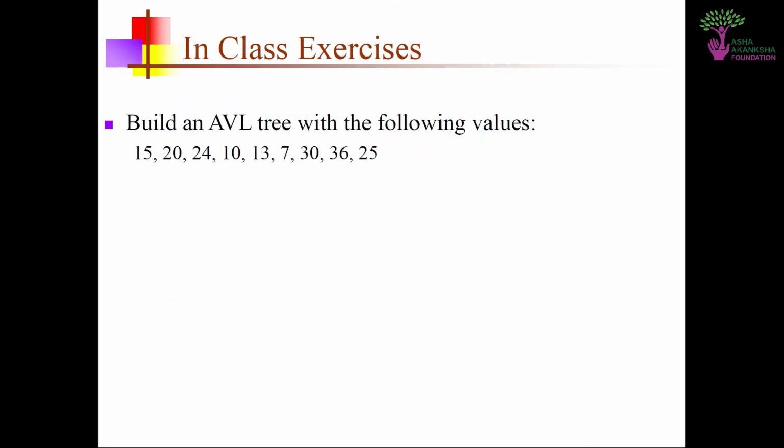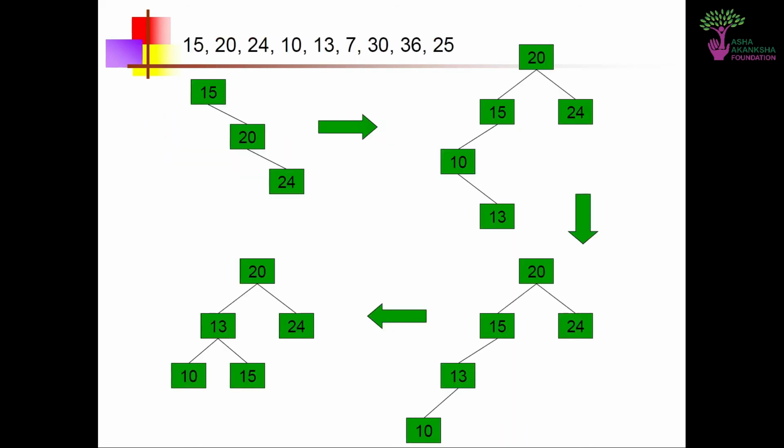So let's say this is an example. We have to build an AVL tree for the following values. You can look: 15, then 20 to the right, 24 to the right. In this case the heights differ by 2, so we perform a right rotation.